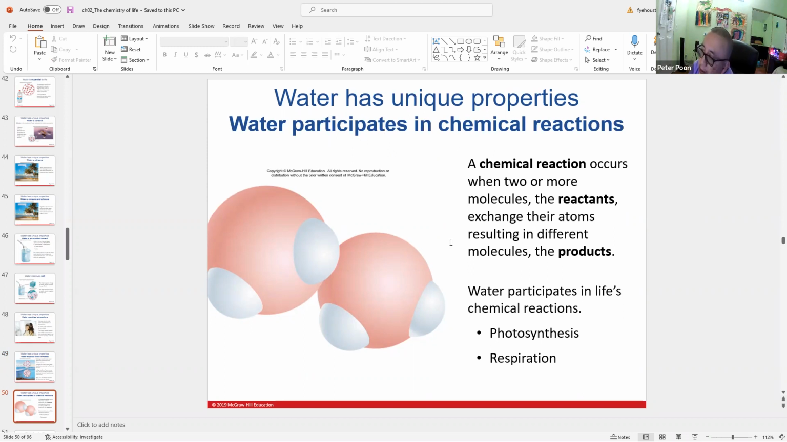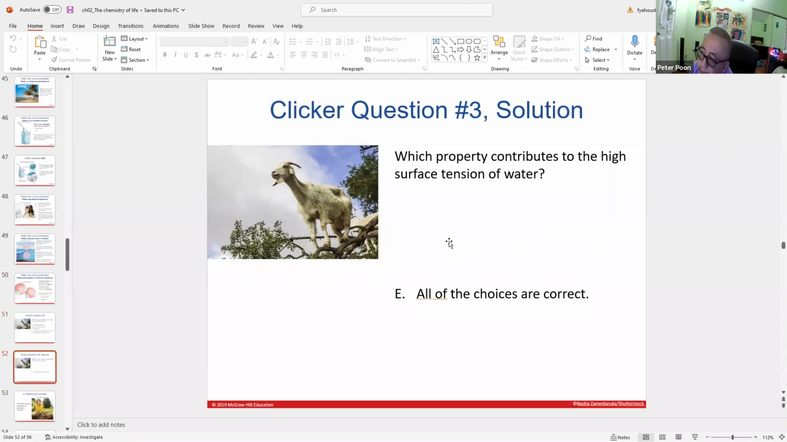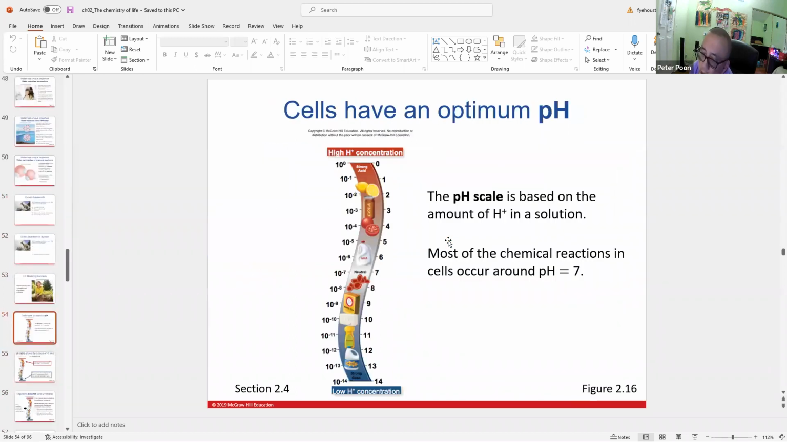Water participates in chemical reactions, which we'll learn later. All right. And we'll stop right here and we'll go on to part 2 next time.